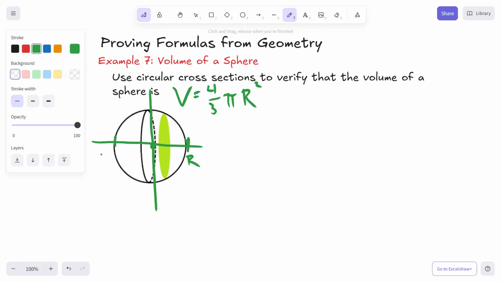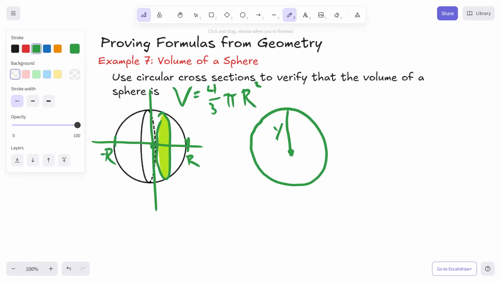So it goes from positive R to negative R on the x-axis, and also from positive R to negative R on the y-axis. Now, what we want to do is vertically slice a section of that sphere and pull it out, perpendicular to the x-axis, and you can see it here in green. If we flatten that slice out, it would be a circle, and the radius of that circle corresponds to the y value, the distance from the x-axis to where that slice is on the sphere.